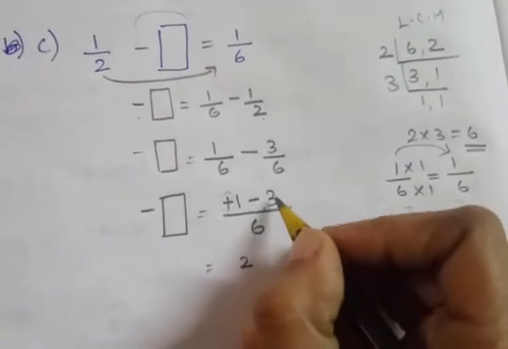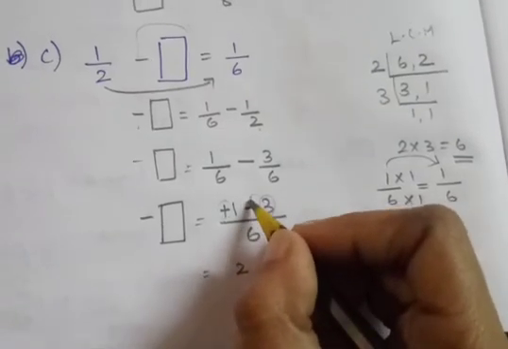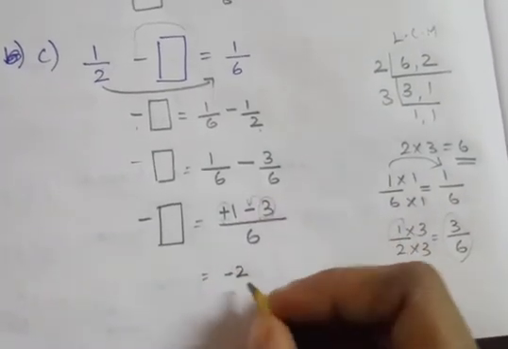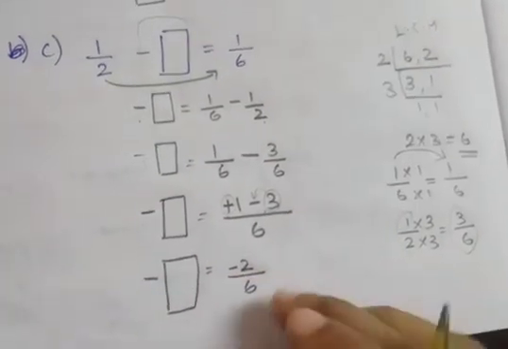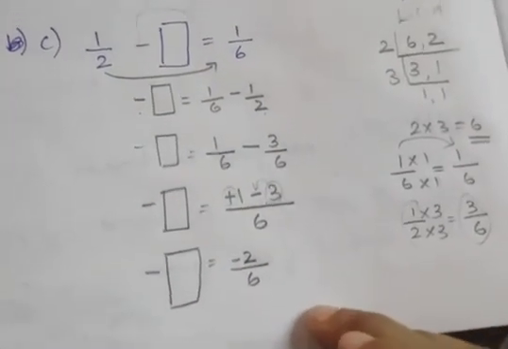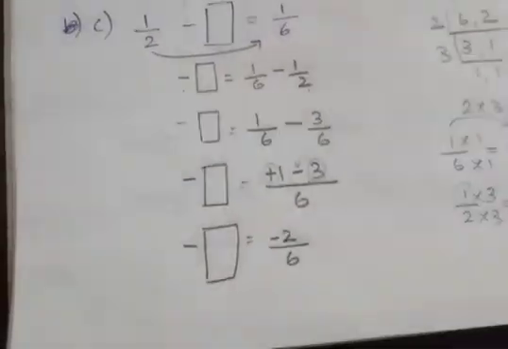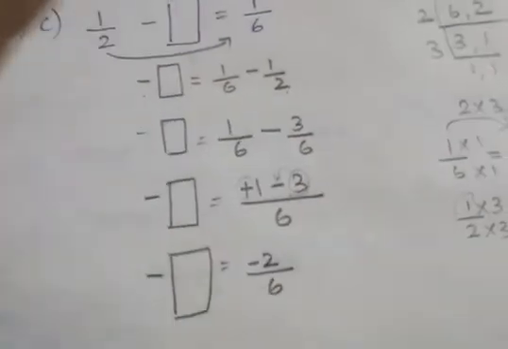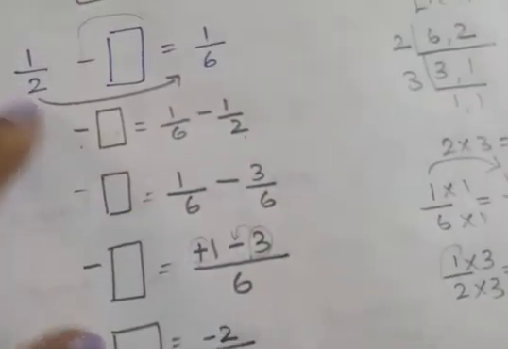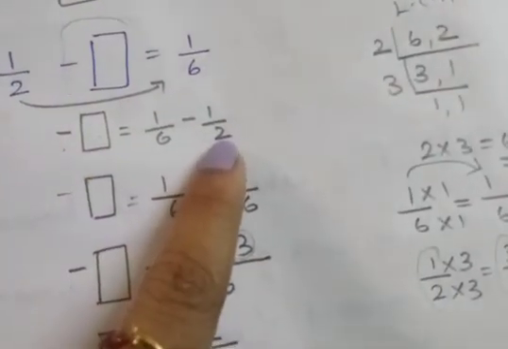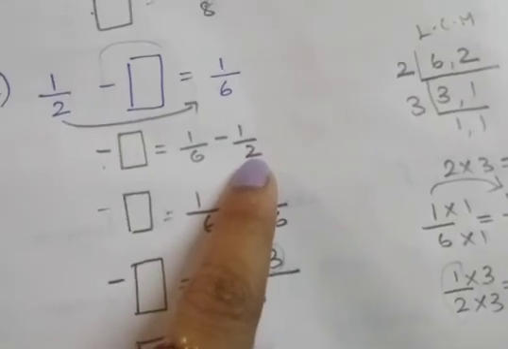Which is a greater number? 3. What is the sign of 3? Minus. So minus 2 divided by 6. Minus box is equal to minus 2 divided by 6. Listen, children. Till this point, I want only the box. So minus box is equal to, 1 by 2 will go that side, so it becomes minus 1 by 2.